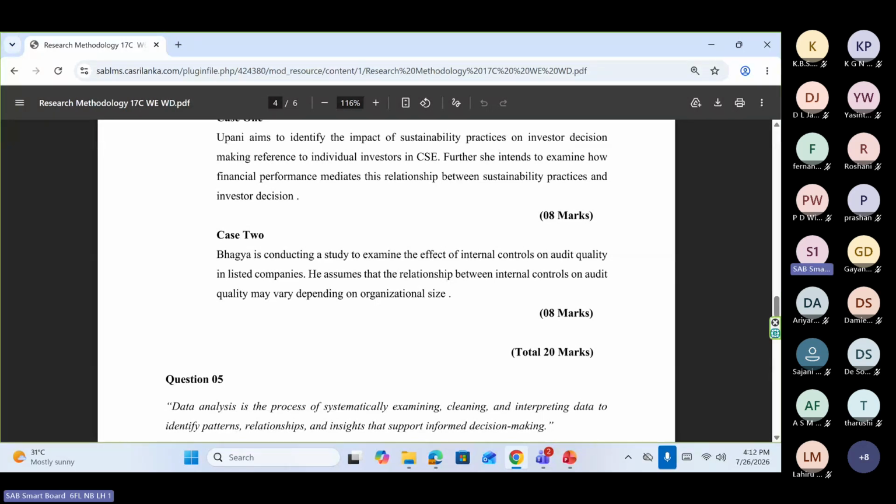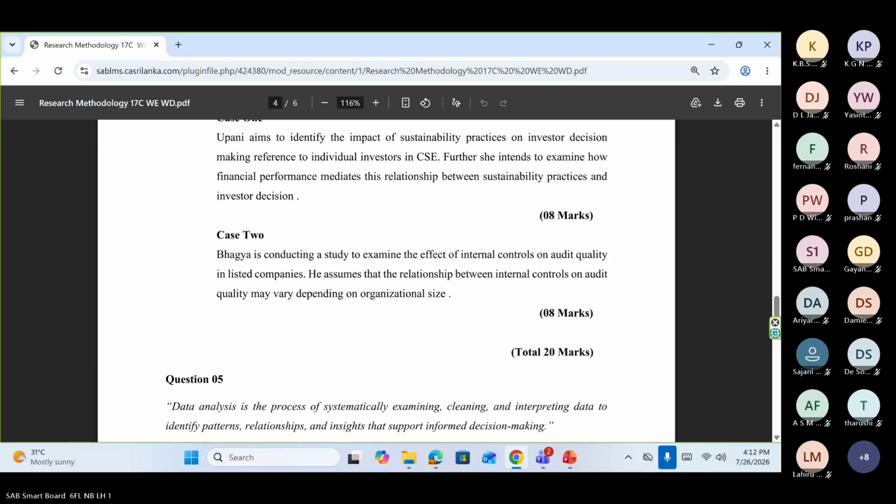He assumes that the relationship between internal controls and audit quality may be very dependent on organizational size. Is that true? Sometimes, between larger companies and small companies, based on their internal controls, the audit quality might be different. So in that sense, organizational size is which kind of a variable?